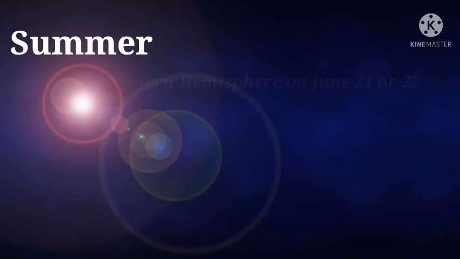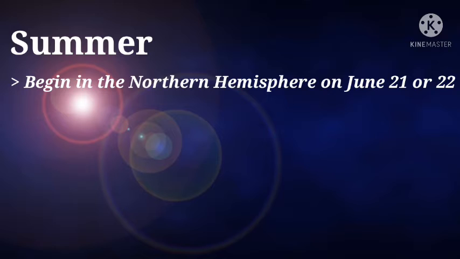Summer begins in the northern hemisphere on June 21 or 22. During this time, the North Pole is tilted to its full 23 and 1/2 degrees towards the Sun. The northern hemisphere experiences its longest daylight period. At the same time, the southern hemisphere experiences its shortest daylight.